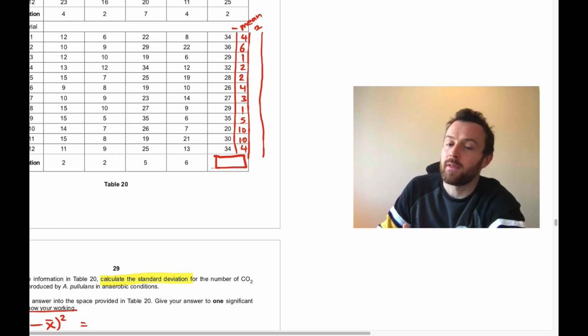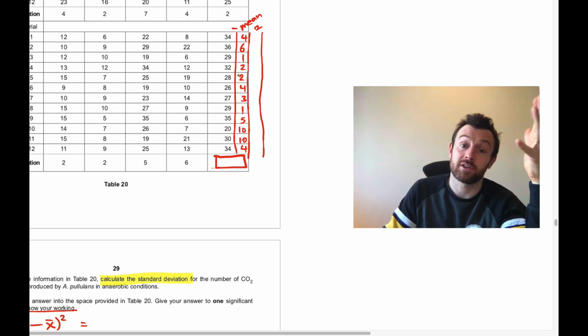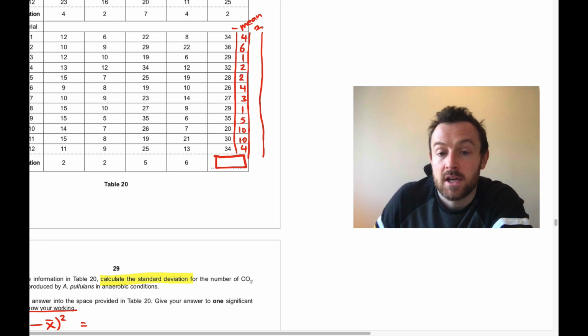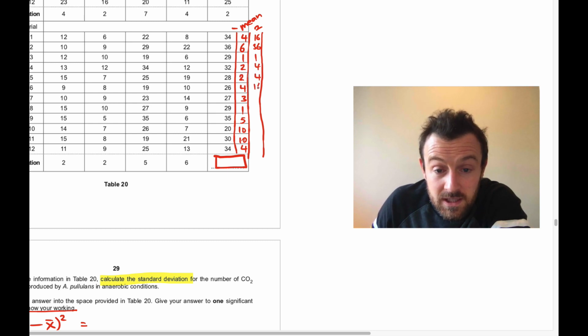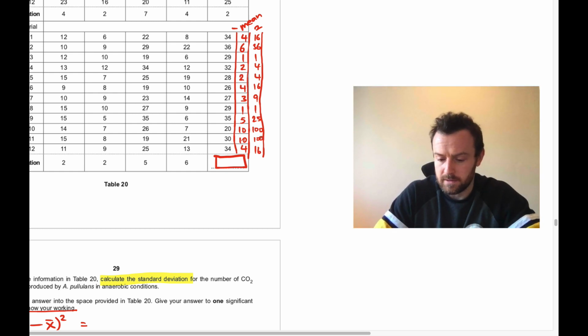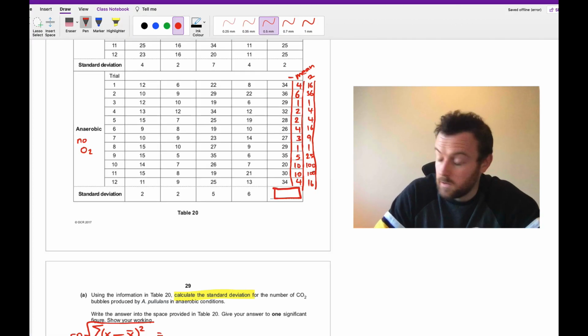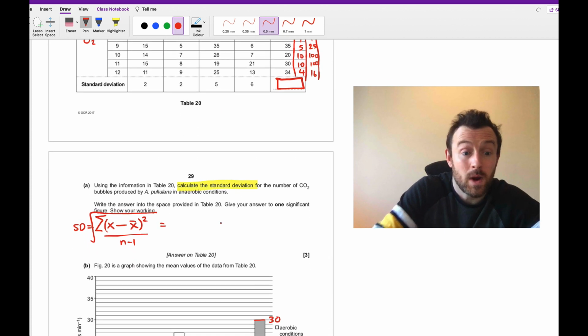Now I haven't put the signs on that because of course when you square it, whether it's negative or positive is irrelevant, so it's not necessary really. When we square it, we've got 16, 36, 1, 4, 4, 16, 9, 1, 25, 100, 100, 16, and then we're going to total those up. I'm definitely going to need my calculator. So I get my total is 328.